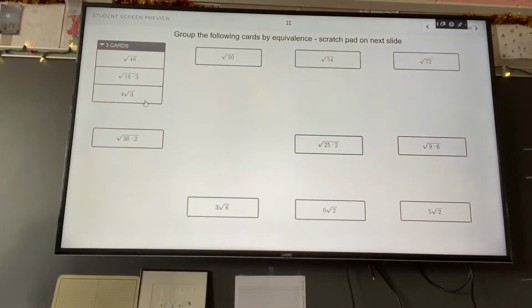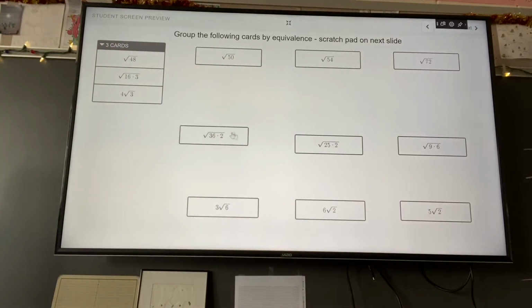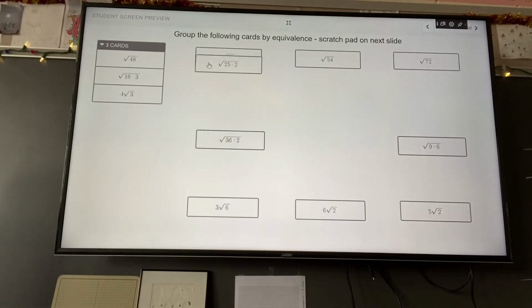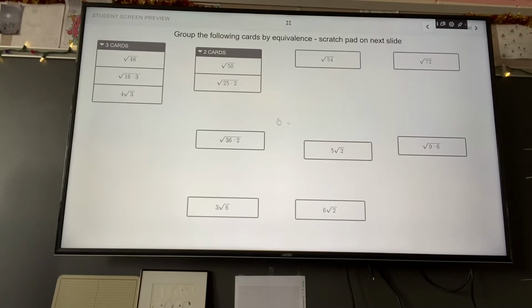Square root of 50. Which one? 25 times 2. The square root of 25 is 5. So this is 5 root 2. How are we doing?